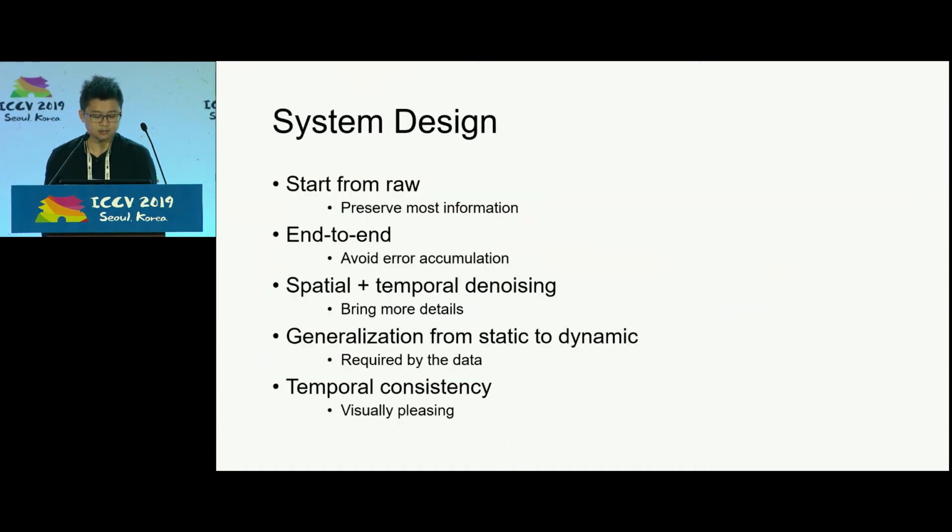In our system design, we train a deep neural network end-to-end from raw video data. We employ spatial and temporal denoising to enhance video quality. Our model is trained on static videos, but can be well generalized to dynamic ones. Our model can generate high-quality videos with temporal consistency in low-light environments.